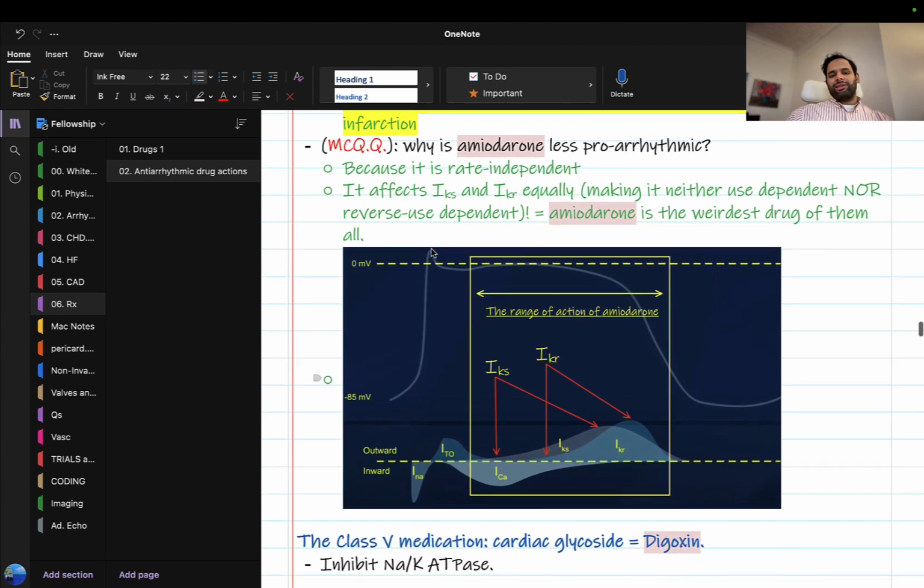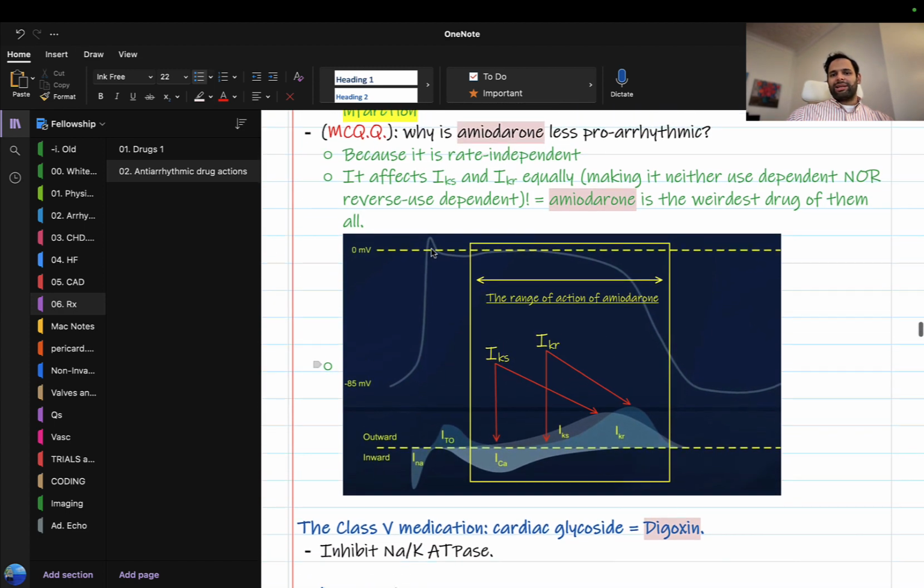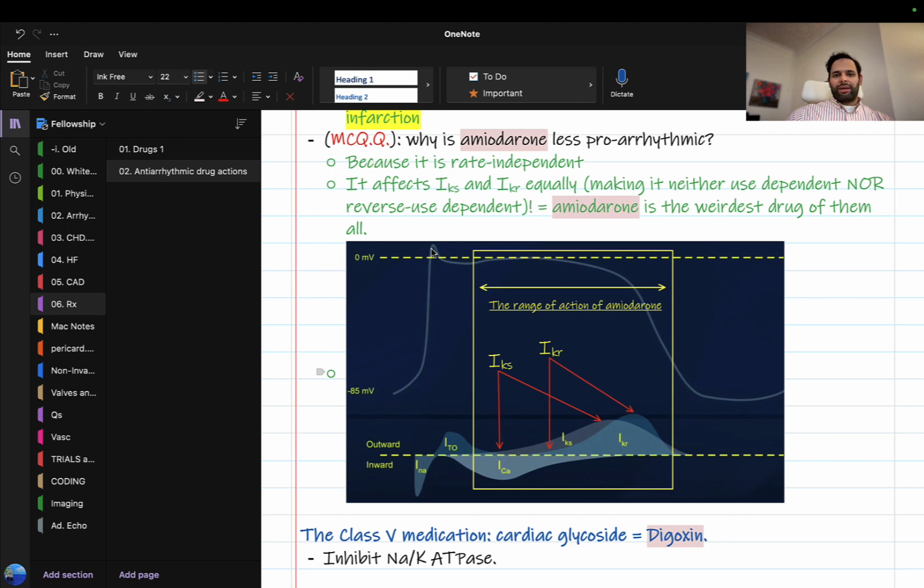Okay, here's a question commonly tested. Why is amiodarone less proarrhythmic? That's because, remember, I told you we'll discuss the potassium rectifier slow channel. Now we're going to discuss it. Because it is rate dependent, it affects the IKS and IKR.